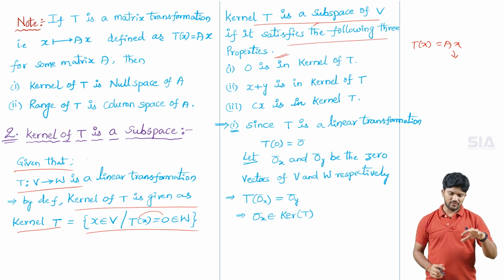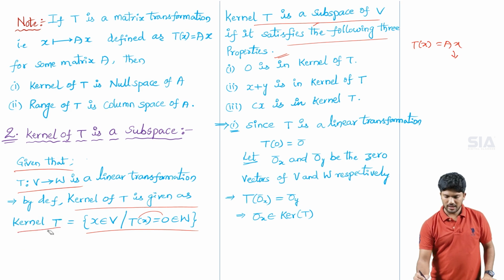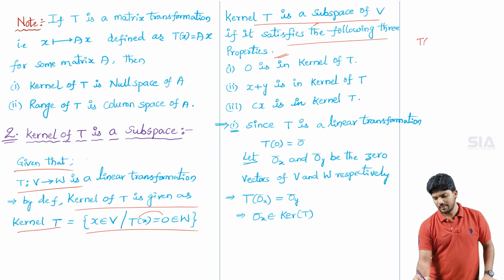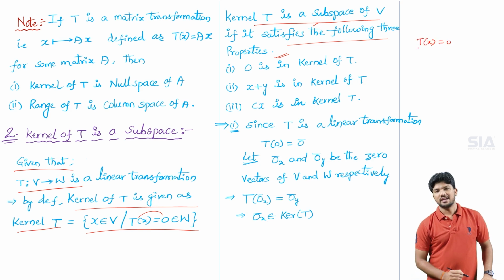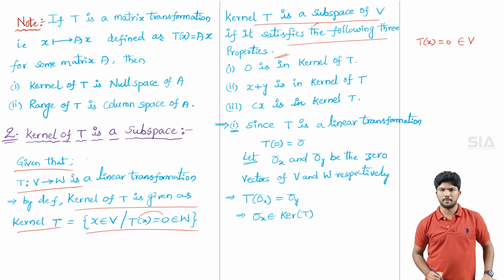Basically, kernel of T is what we discussed as the null space. You can compare here. Here we are talking about that kernel. Kernel is nothing but T of x is equal to 0, and this x belongs to the vector space.